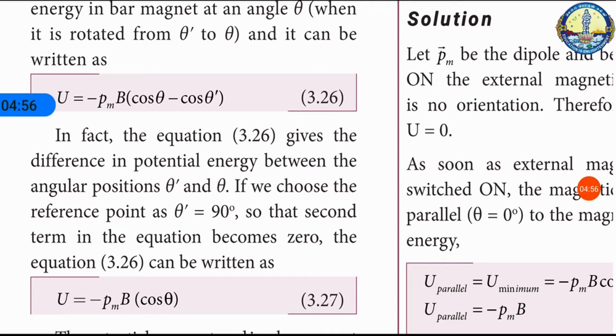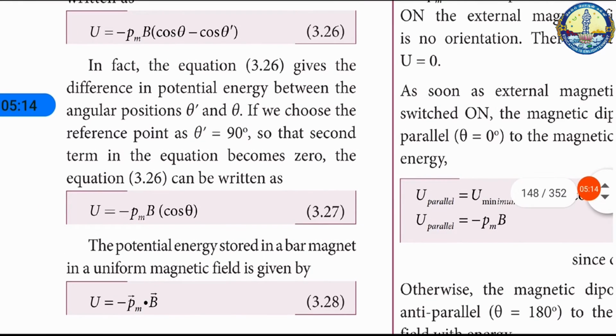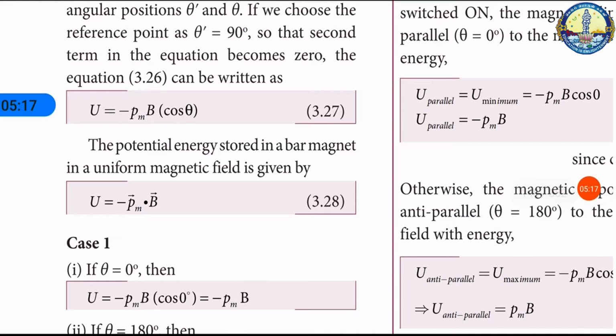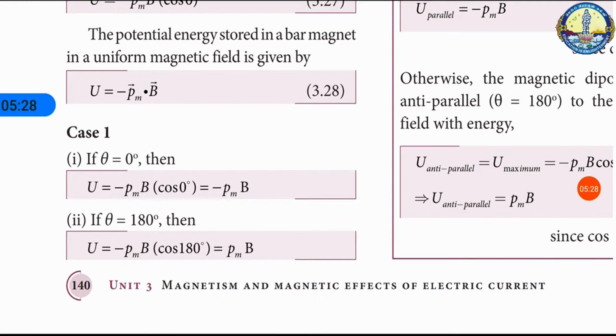First case, the angle after the bar is rotated. Initially we consider 0 degrees, then the potential energy U is equal to minus Pm B. After the angle rotates to 180 degrees, cos 180 is minus 1, so minus into minus becomes plus. So now U is equal to Pm B. We can infer from the above results that the potential energy of a bar magnet is minimum when it is aligned along the external magnetic field and maximum when the bar magnet is aligned anti-parallel to the external magnetic field.